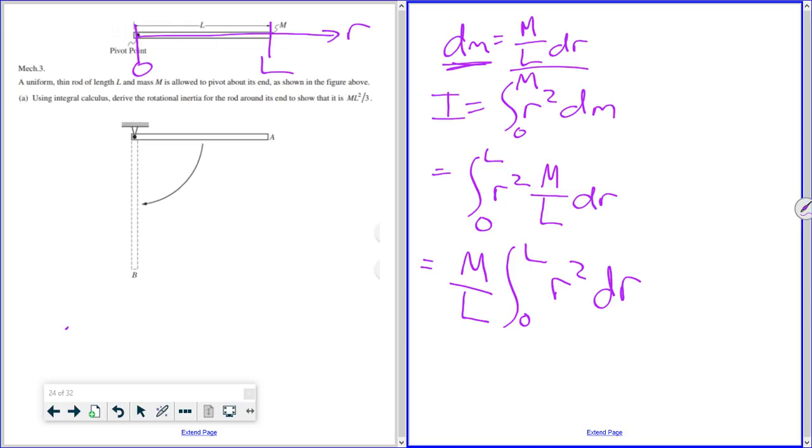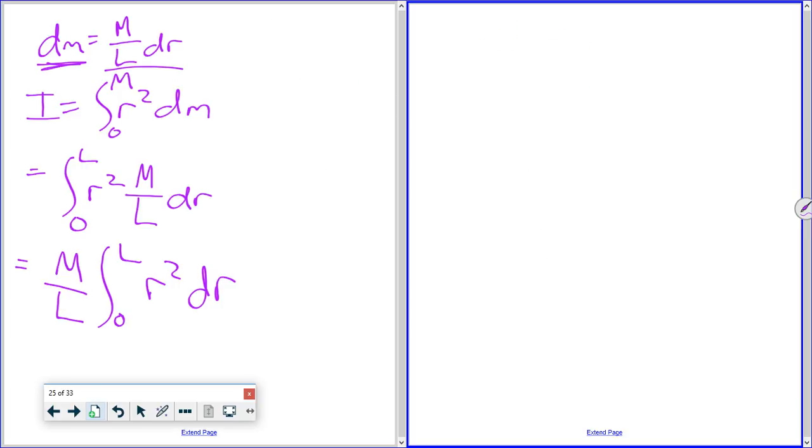All right, we are almost done. Now that we've got this set up, I think we're through the worst of it. What's the integral of r squared dr? R cubed over 3. Oh, we just got our over 3. We got our 1/3, didn't we? I'm excited. Maybe we're doing something right here. So we got m over L times r cubed over 3, and then we had to evaluate it between 0 and L, right?